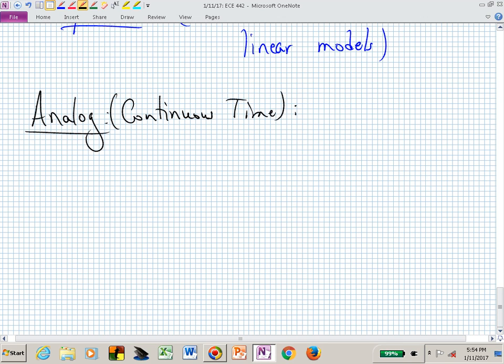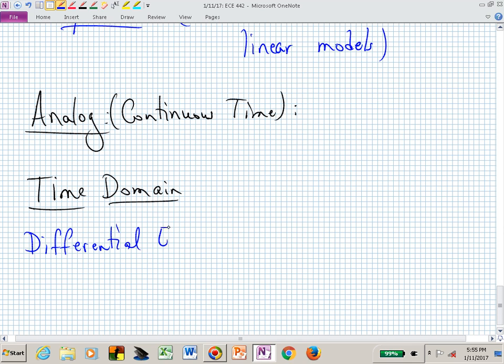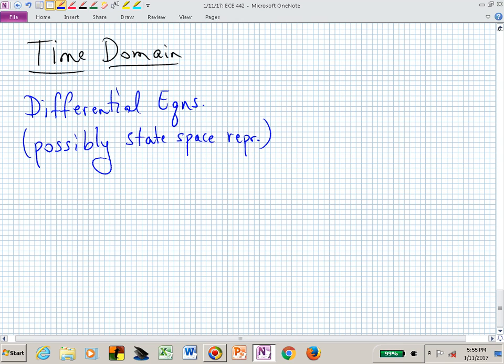In the analog case, we can have a time domain or a frequency domain depending on what we are given or how we want to work with that. In the time domain, that might mean that we're dealing with differential equations. And we could get state space representations for these time domain equations.